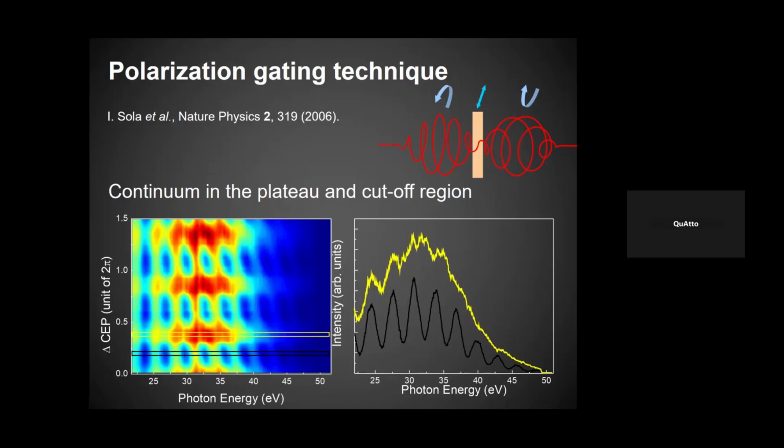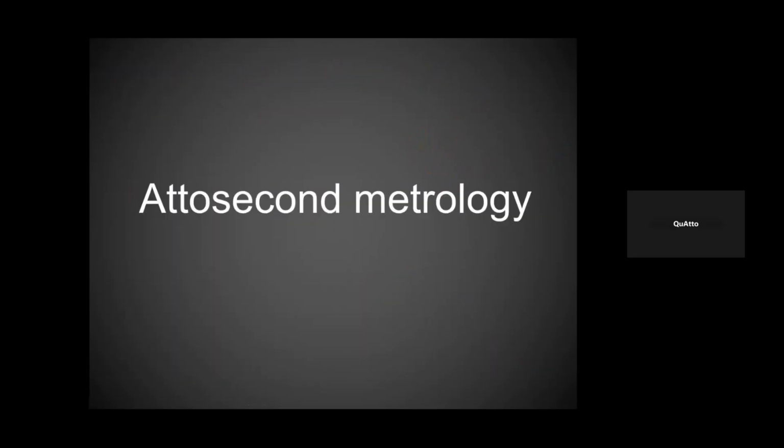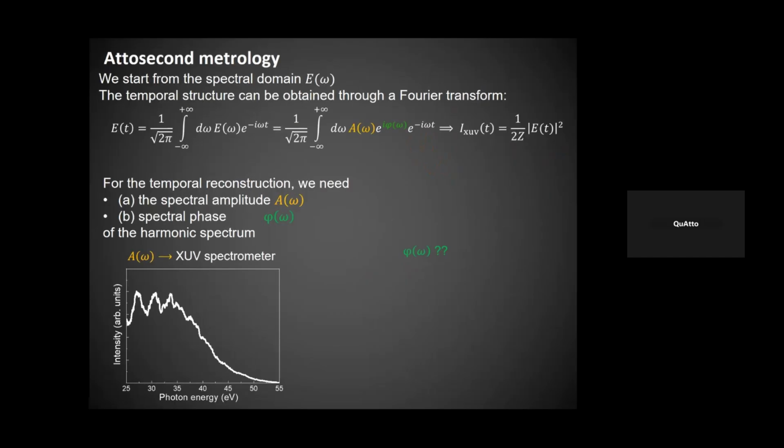Now, so far we are always talking about spectral intensity, right? The measurement I showed you essentially reports spectral intensity. But if you want to perform attosecond metrology, if you really want to characterize the temporal structure of these pulses, we also need information about the phase. That's the tricky part. Only when we combine the spectral intensity, which we can easily record with an XUV spectrometer, with the corresponding phase can we reconstruct, just by Fourier transform, the temporal profile of the attosecond pulse.